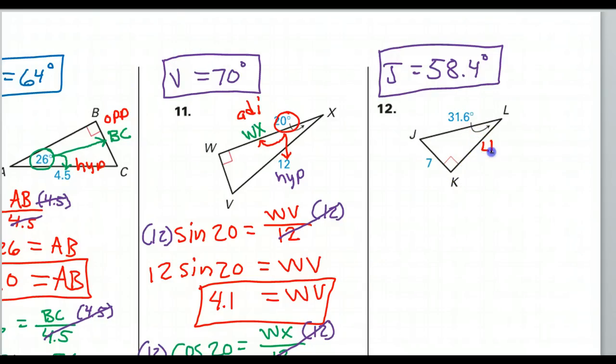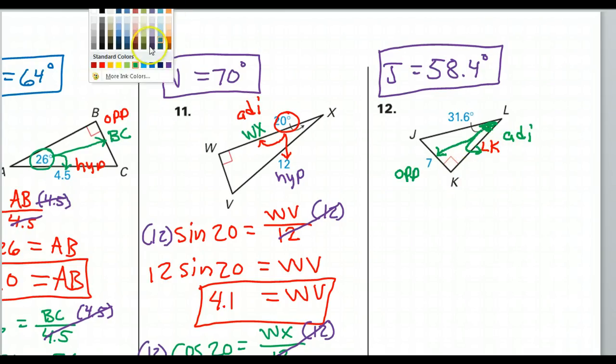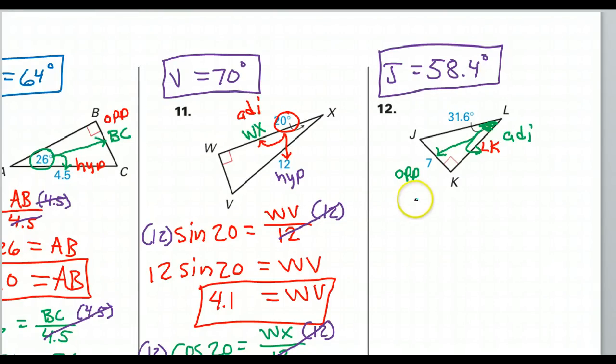All right, so here is LK right here. Now, from the perspective of the 31.6, from the perspective of this angle right here, LK is the adjacent leg. And the 7 is the opposite leg. Opposite and adjacent. That's the tangent function. Okay, so we will do tangent of 31.6, and that should equal opposite over adjacent. So 7 over LK.